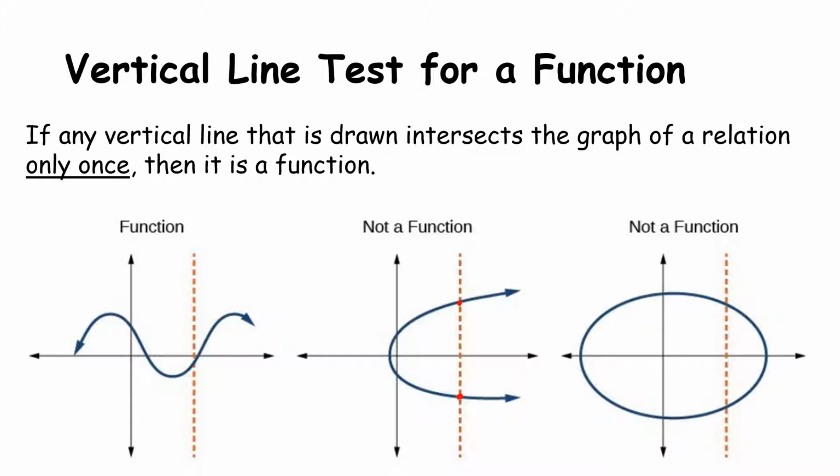This is also not a function because no matter what line I draw, I can see that there are some that will intersect this relation or graph twice. Therefore, it is not a function.